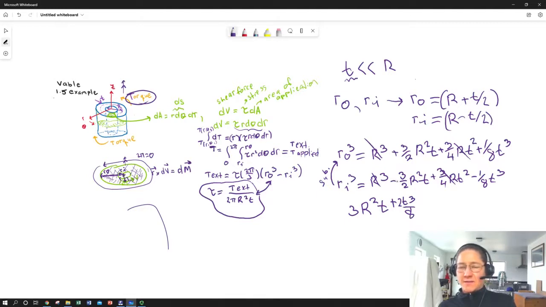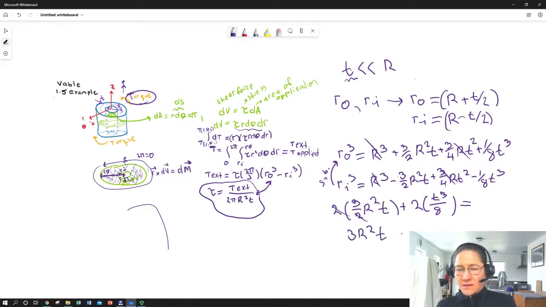Three halves plus 3 halves, so that's 3/4. Hang on, pause, let me factor out my 1/2 and erase. We're resuming minus the skipped step that led to the arithmetic error. We end up having 2 of these, so we end up canceling our 2, and then we end up with 3 r squared t plus t cubed over 4. Okay, so that's what goes in here.